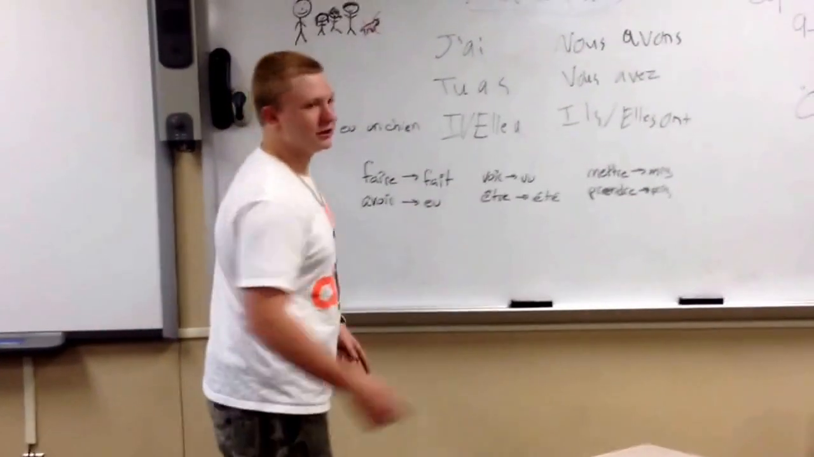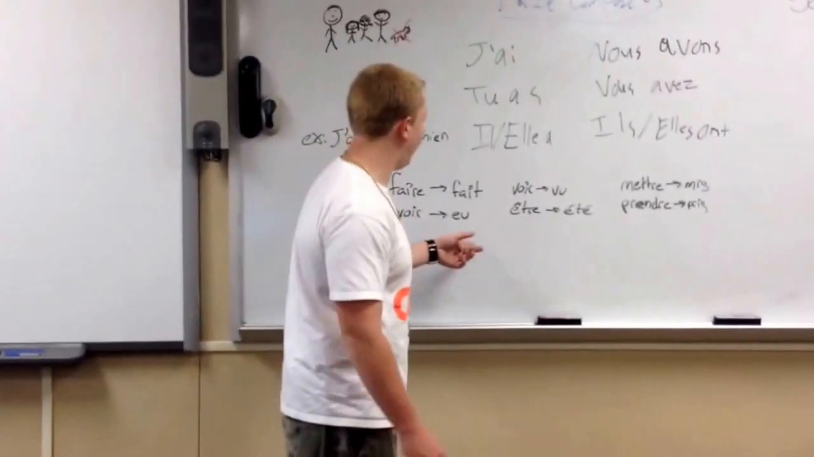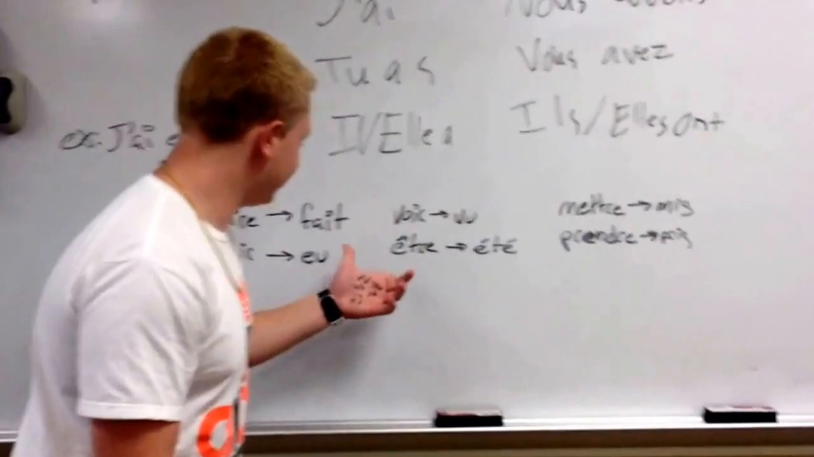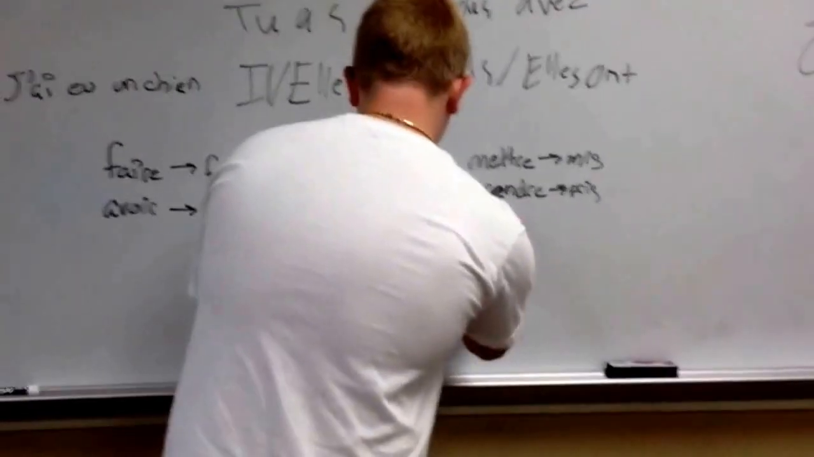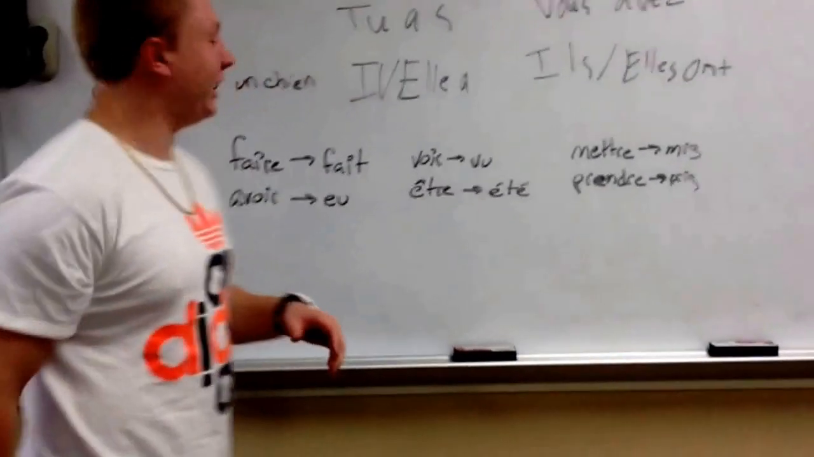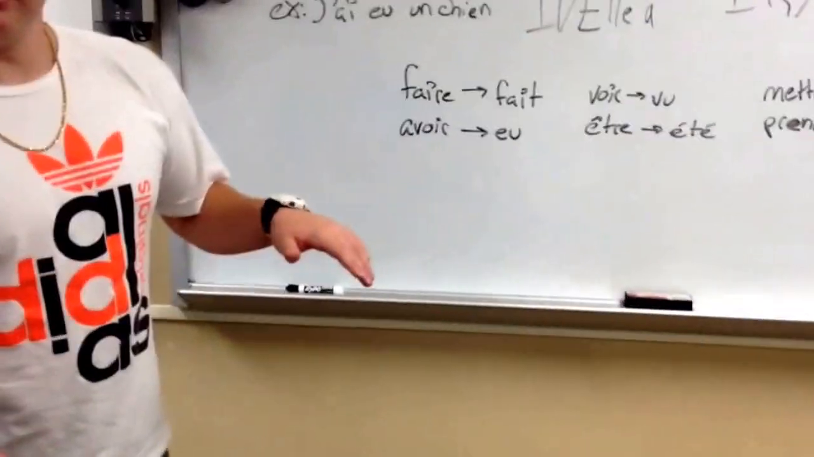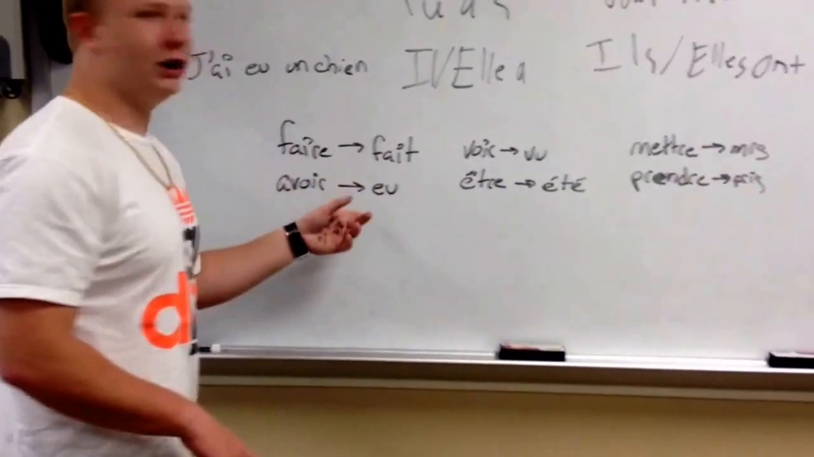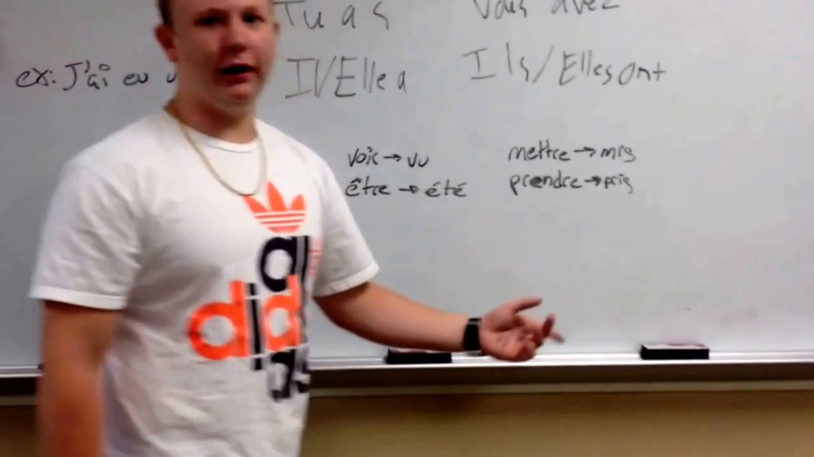And here are some things that we use. This is faire, which is to do. Avoir, which is to have. Voir is to see. Être is to be. Mettre is to put on. And prendre is to take. Okay. And what do they turn into? Yeah, when you put them in the past, what do they turn into? Oh, okay. So faire is fait. Avoir is eu. Voir is vu. Être is été. Mettre is mis. And prendre is pris. Okay.